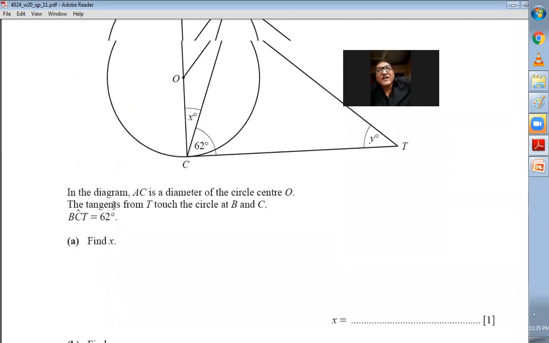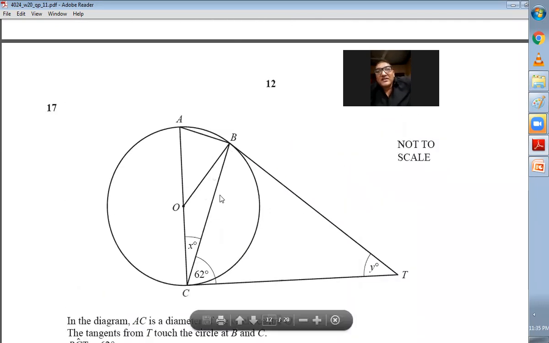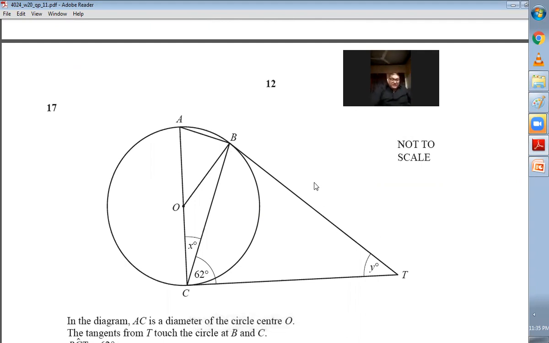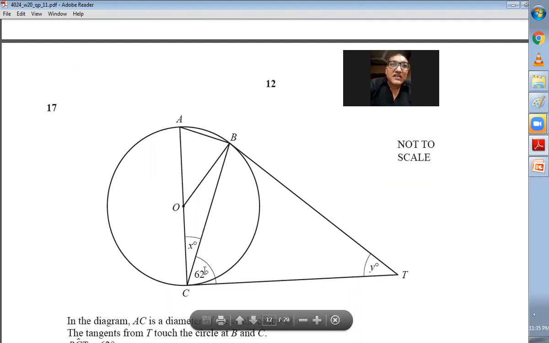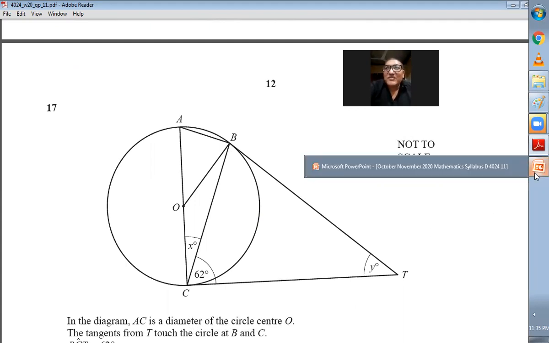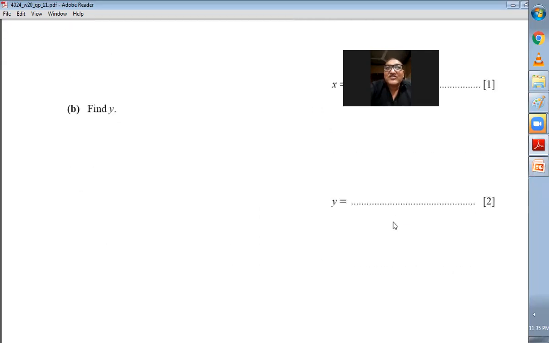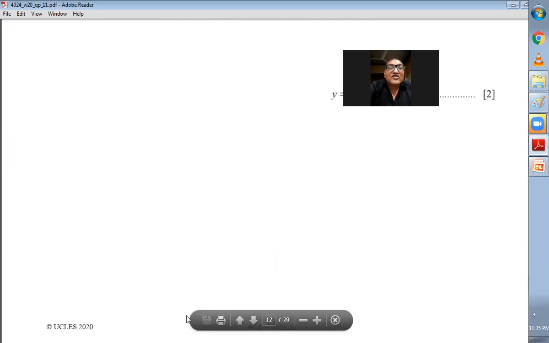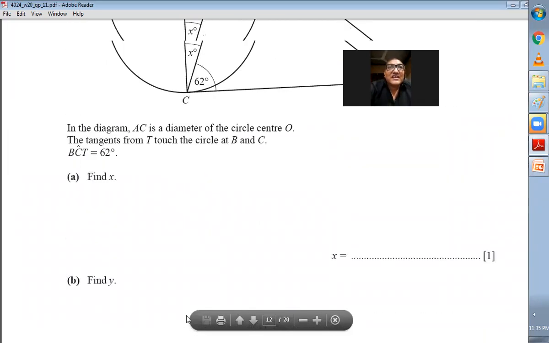To find the value of y, you see, very simple. If this is 62, this will also be 62, because the tangents both are equal in length. So this CBT triangle is an isosceles triangle. This angle is y, so y plus 62 plus 62 will be equal to 180. So from here you can get the value of y. So these are the two questions. He wants you to find the value of x and y. That's it. That is question number 17.